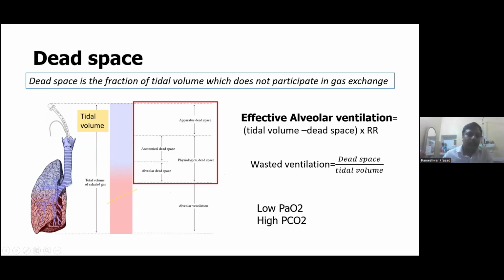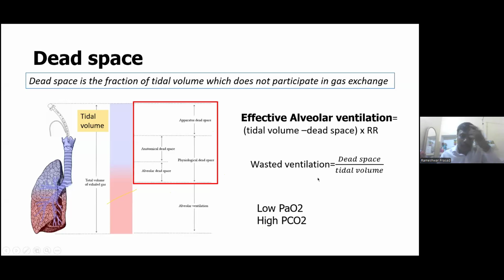Second dead space is anatomical dead space, which is the trachea, bronchi, bronchioles up to the terminal bronchioles. Here also oxygen does not take part in gas exchange. After that, there is alveolar dead space, which we have described. Alveolar dead space means ventilation is occurring, but there is no perfusion. That is, the ventilation perfusion ratio is 0.